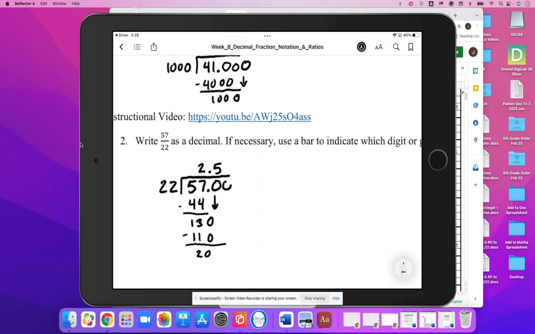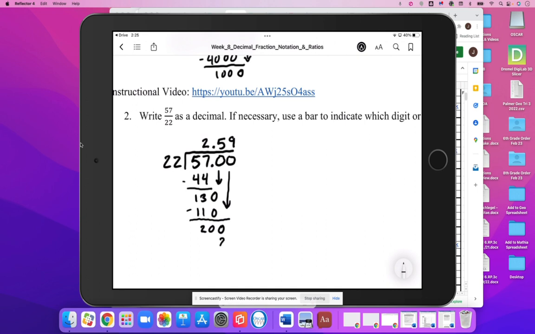We need to add another 0 and bring it down. So 22 goes into 200 9 times. And 9 times 22 is going to be 8, carrying my 1, 19, 198. And then we subtract those. We get 2.